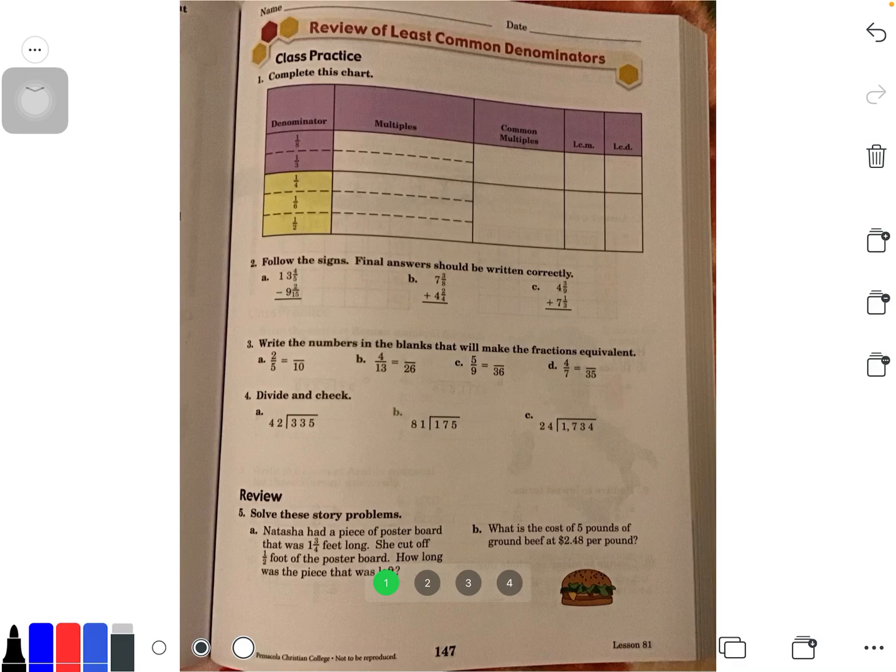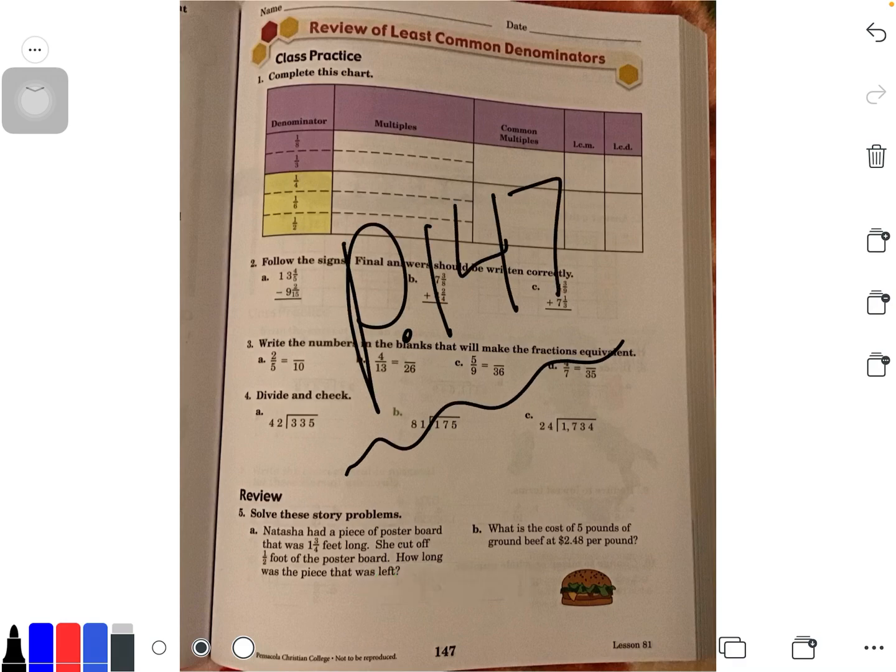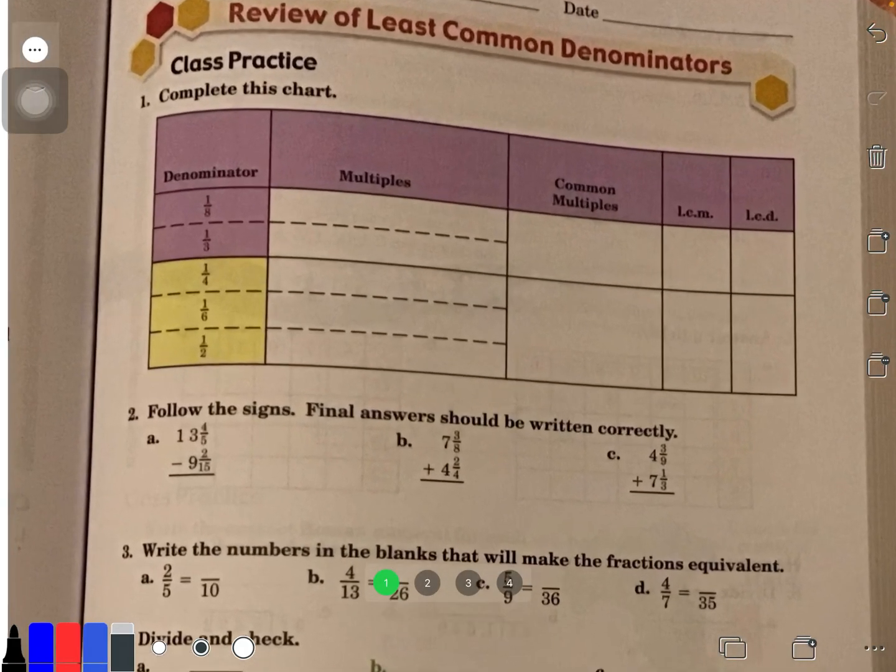Go ahead and take out your math books to page 147. Page 147. Thank you very much. Alrighty. So let's complete the chart here on page 147.